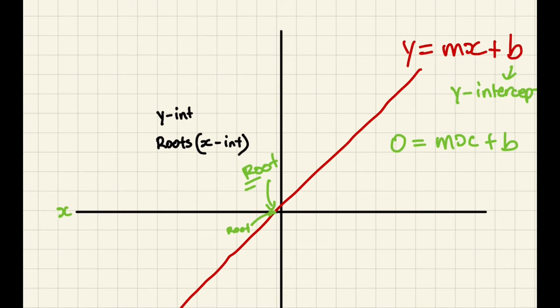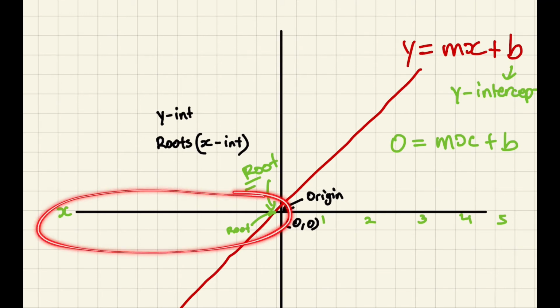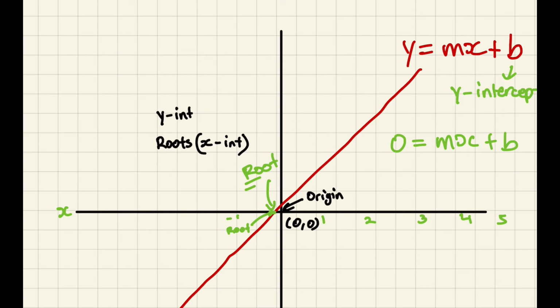Now, I think before we go any further, we should talk about numbering. So this point in the middle is 0, 0. This is called our origin. Then, in this direction, across the x-axis, we have positive numbers. So 1, 2, 3, 4, 5, and onwards. And then on the other side of the x-axis, we have negative numbers. So -1, -2, -3, -4, and onwards.